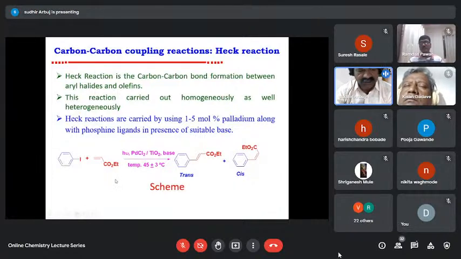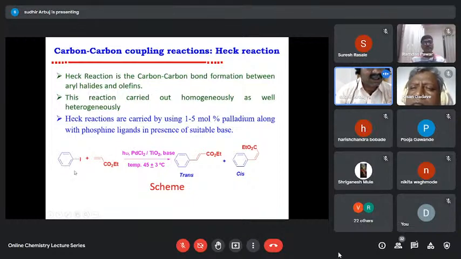This is one more example of a semiconductor. It can be used for carbon-carbon coupling reactions. This semiconductor photocatalysis can be used for these kinds of reactions or organic synthesis. Here we try carbon-carbon coupling. What is this Heck reaction? It is nothing but the reaction between aryl halides and ethyl acrylate. It gives us trans-ethyl cinnamate or cis-ethyl cinnamate at room temperature.